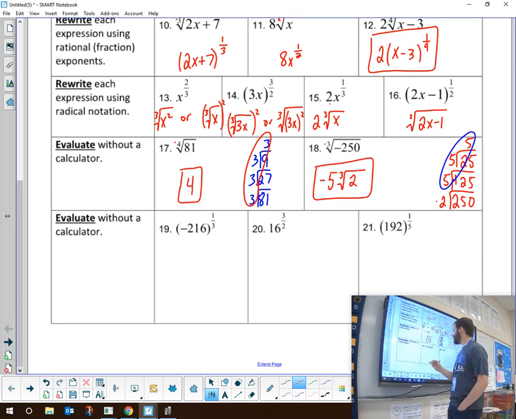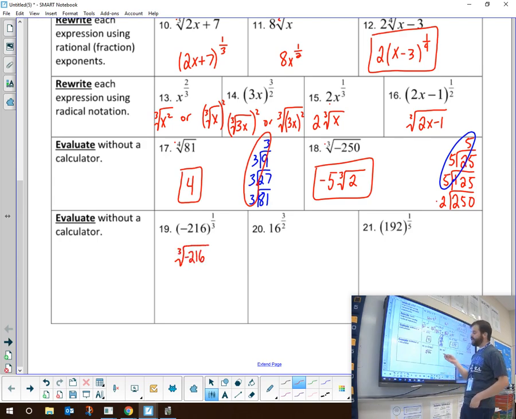Okay? So here, we're going to rewrite it as a radical first. That can help us find our answer. All right? So I'm going to rewrite this first as the cubed root of negative 216. Then we know what to do with it. Then I know I need to take that negative 216 and I need to cake it, right?